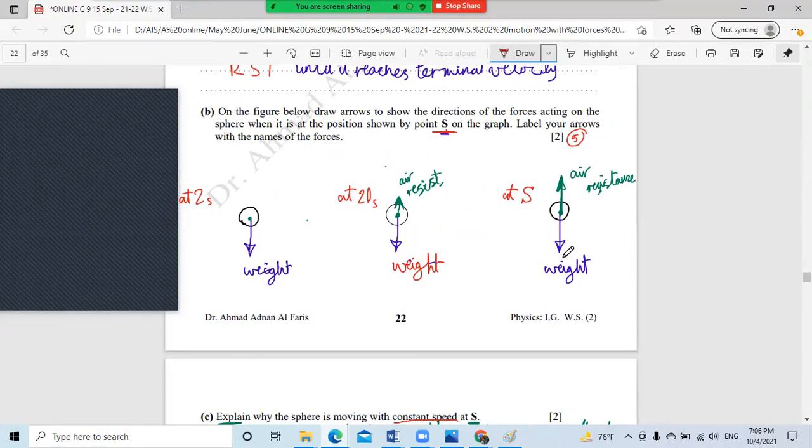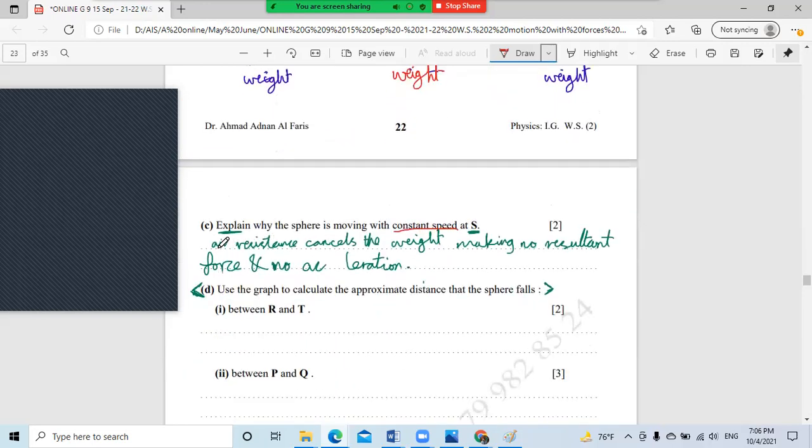The second mark, you have to mention information about acceleration. How much is the acceleration? Also 0. So when we write air resistance cancels the weight, making no resultant force, that's a mark. And no acceleration, that's another mark. So the answer: there is no resultant force and there is no acceleration.